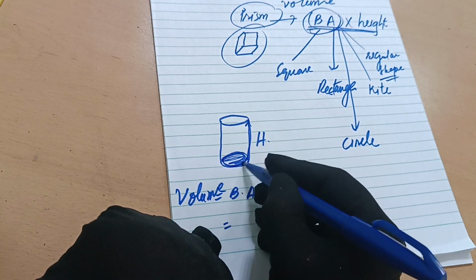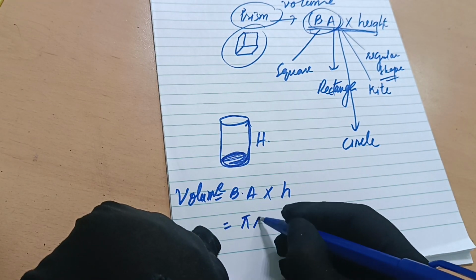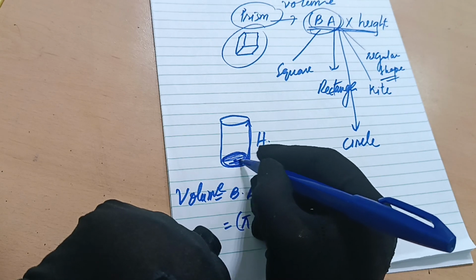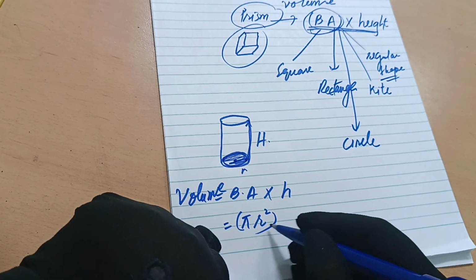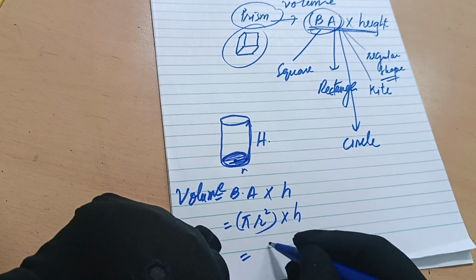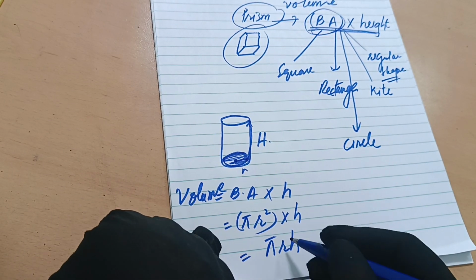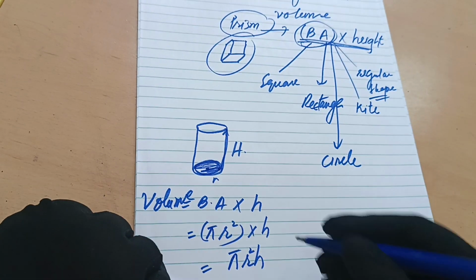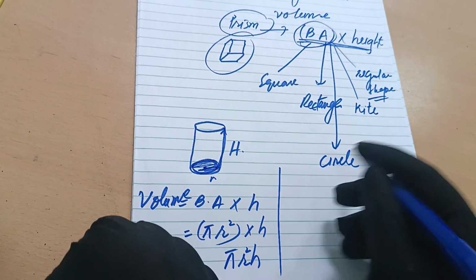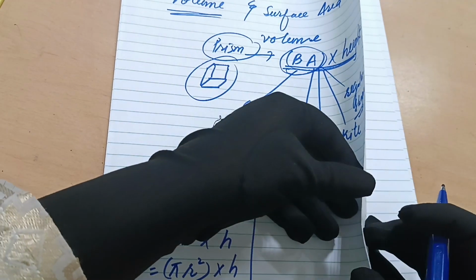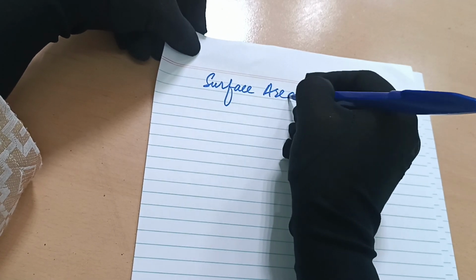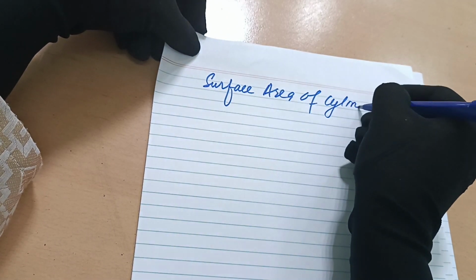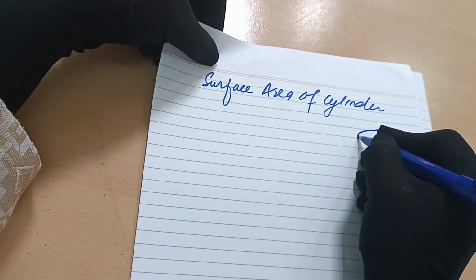Now what is the base area of the circle? Base area of circle, as you know, is pi r square, if the radius of the base we are taking as small r. So pi r square into h, pi r square h will be its volume. What about the surface area? Surface area of the cylinder. Again, I will make a shape of a cylinder.